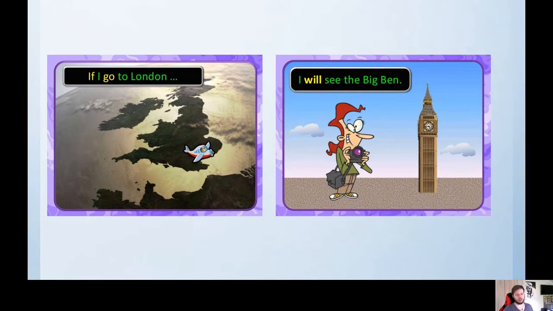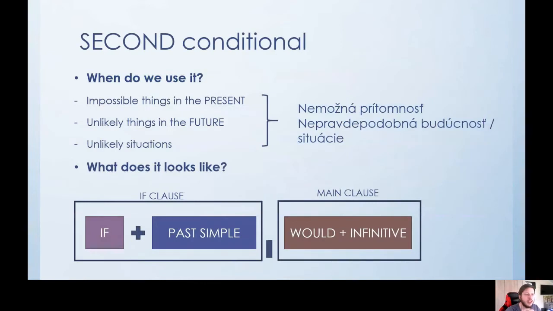Now the second conditional, okay? The first conditional was talking about something that will happen in the future or might happen, something that will probably happen in the future. And the second conditional is when we talk about impossible things in the future or things that probably will not happen, okay? So the first conditional was when we talk about something that will probably happen. Now we're talking about something that will probably not happen, okay?